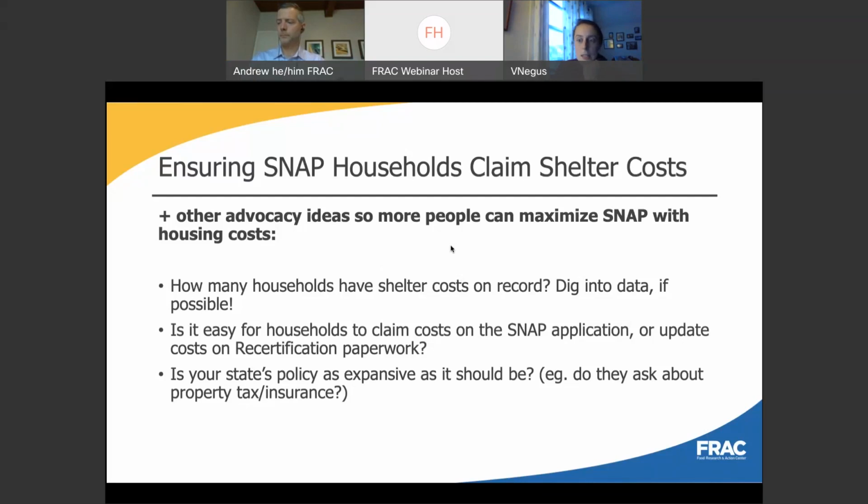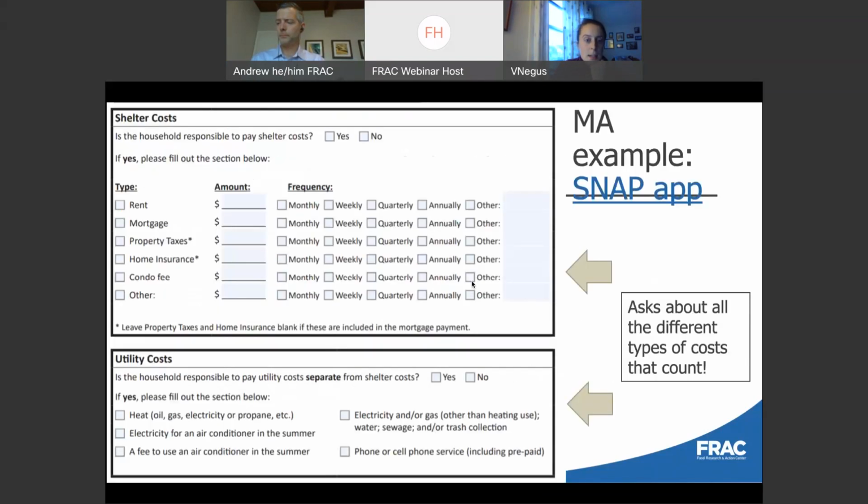Next slide. So as a real quick example of what this looks like, in Massachusetts, this is our paper SNAP application, just to show the scope of what is asked about, and making sure that scope is as clear and accurate, but also as expansive as possible, so that households who are applying who have a variety of costs don't miss having the impact of those costs fully allocated in their benefit amount. Okay, next slide.